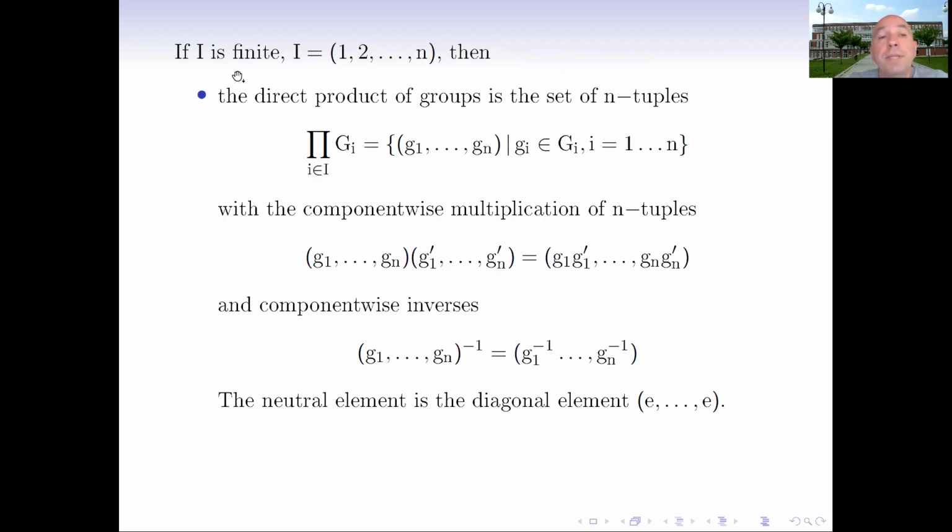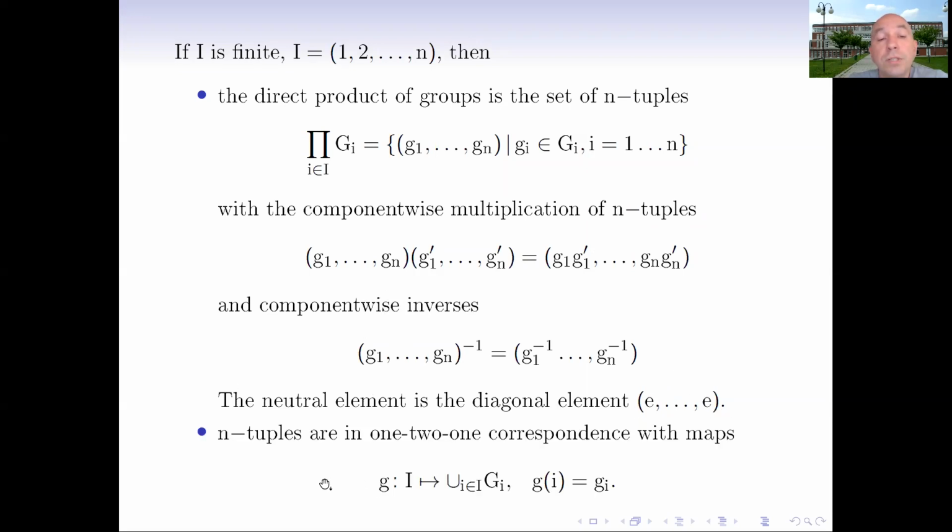Now, if I capital is finite, we can order it like this: 1, 2, and so on up to n. So the number of elements in I capital is n. Then the direct product of groups is the set of n-tuples (g_1, and so on, g_n), with g_i from G_i, i goes from 1 to n, with the component-wise multiplication of n-tuples. And this is what is expected. And the component-wise inverses. And the neutral element is the diagonal element. So n-tuples are in one-to-one correspondence with maps.